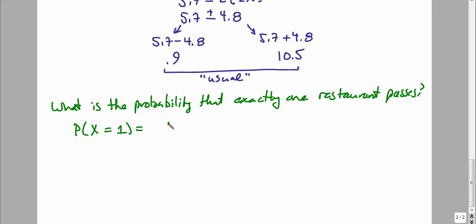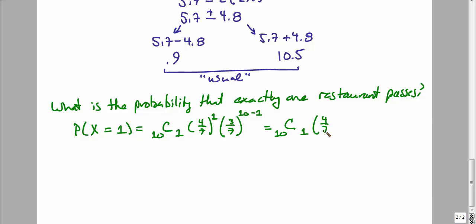Well, from our formula up above, this would be 10 choose 1, times P, the probability of success, to the first, times Q, 3/7, the probability of a failure, to the 10 minus 1. So this would be 10 choose 1, times 4/7 to the first, times 3/7 to the 9th. Okay, and you can plug and chug that through your calculator and see what you get for a decimal approximation. And then I'll show you a shortcut as well on your calculator because it has a binomial function. So go ahead and give that a try.